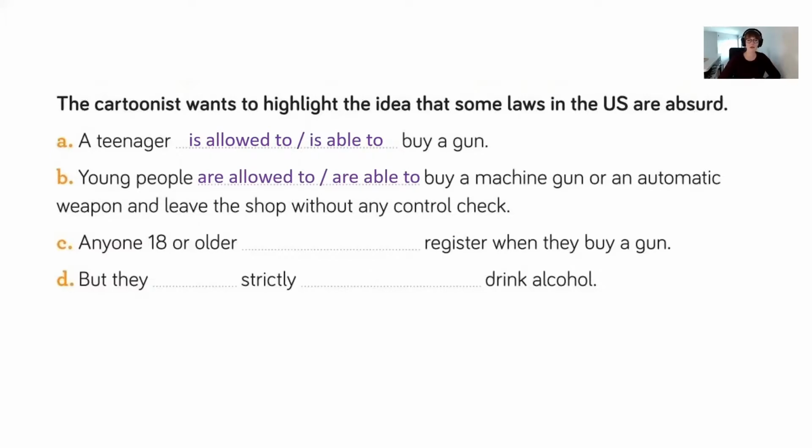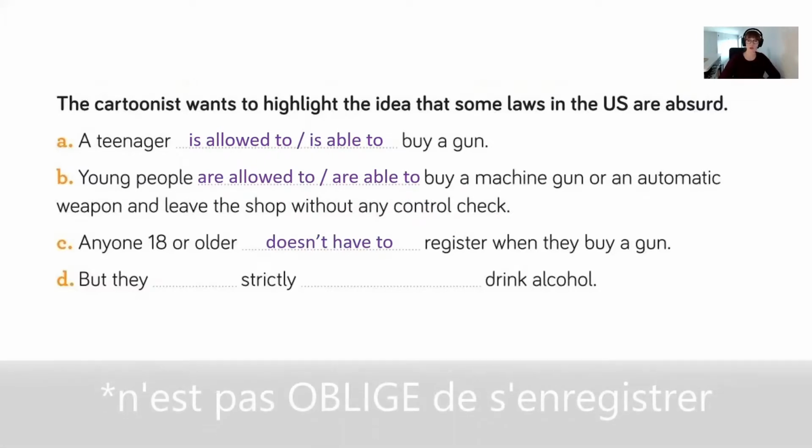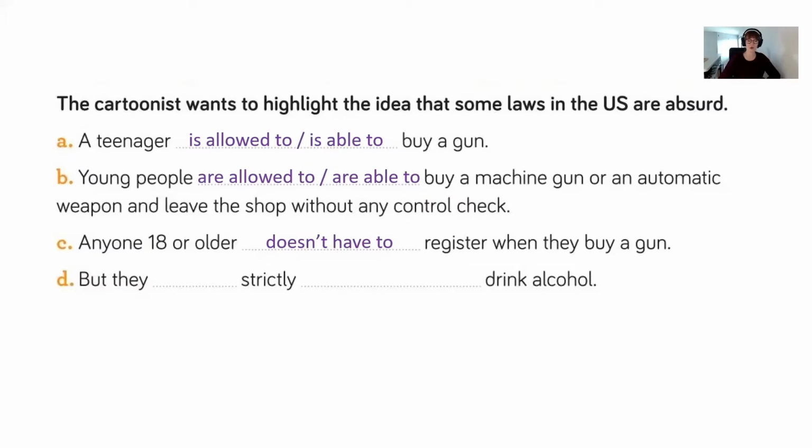Anyone 18 or older does not have to register when they buy a gun. Quiconque âgé de 18 ans ou plus n'est pas tenu de s'enregistrer lorsqu'il achète un fusil ou une arme à feu. But they are strictly prohibited or strictly forbidden to drink alcohol. Mais il est strictement interdit pour eux de boire de l'alcool. You can buy a gun, but not a beer.